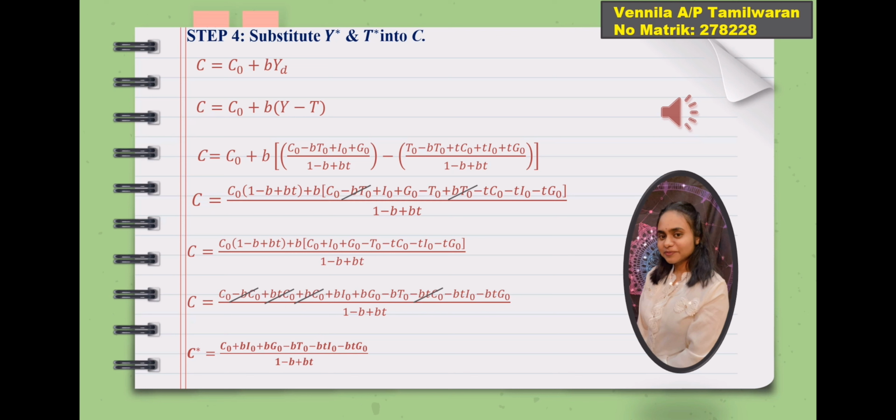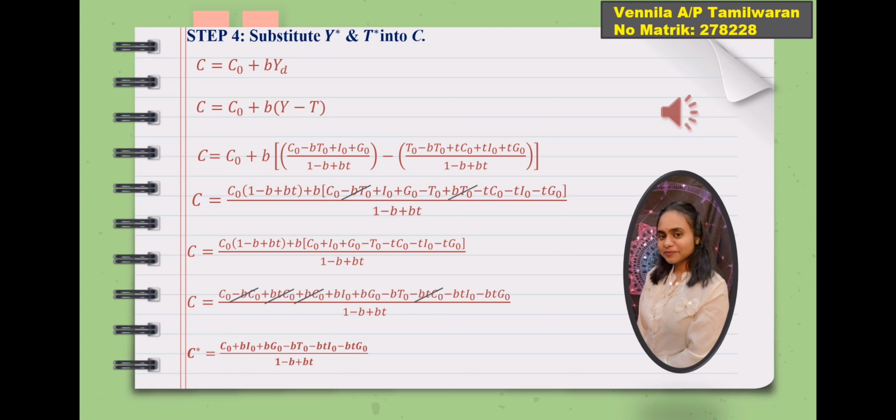I will explain step 4, in which we substitute Y star and T star into C. We substitute the Y star and T star that we got from step 2 and step 3 into here. Okay, the first step we write C equals C naught plus BYD. The YD we will convert into Y minus T in the next step. Therefore, we will write it as C equals C naught plus B, Y minus T.